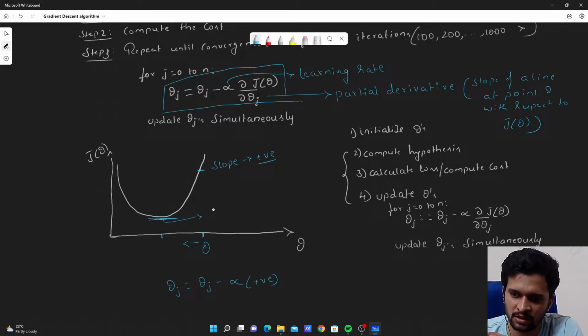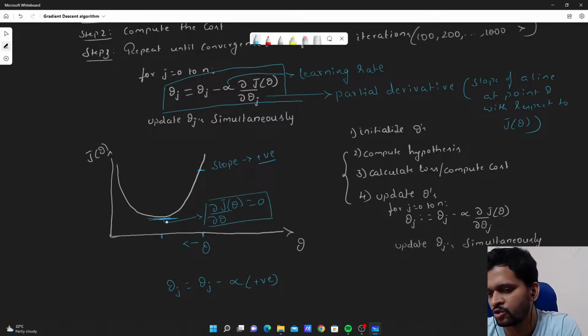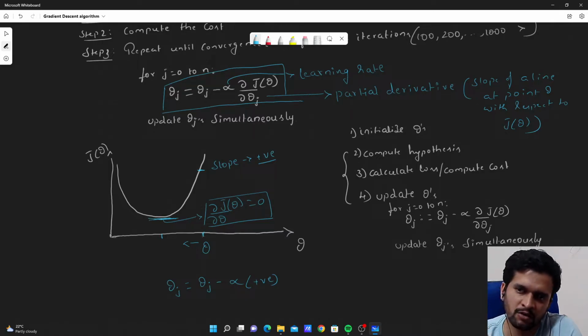At this particular point, I am saying that the cost is minimum. The other thing to notice here is that d by d theta of J theta is 0, right? The slope at this particular point is 0. So whenever the slope at any particular point gives us the value 0, then we can be sure that we have reached the minimum cost of that particular cost function. Okay.